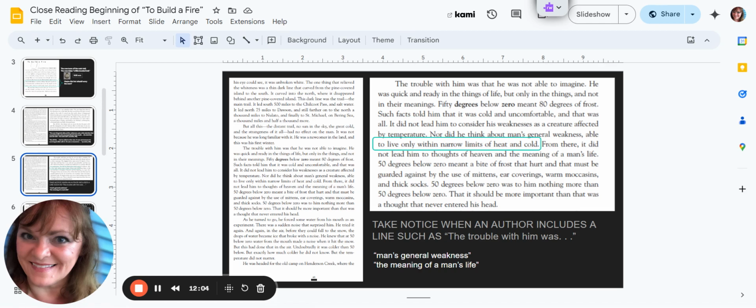50 degrees below zero meant a bite of frost that hurt and that must be guarded against by the use of mittens. Well, I would hope so, ear coverings, warm moccasins, and thick socks. 50 degrees below zero was to him nothing more than 50 degrees below zero. That it should be more important than that was a thought that never entered his head. Ooh, alarm, alarm, alarm, ding, ding, ding, right? A thought that it should be more important than that was a thought that never entered his head. Ooh, that's troublesome and foreboding for sure.